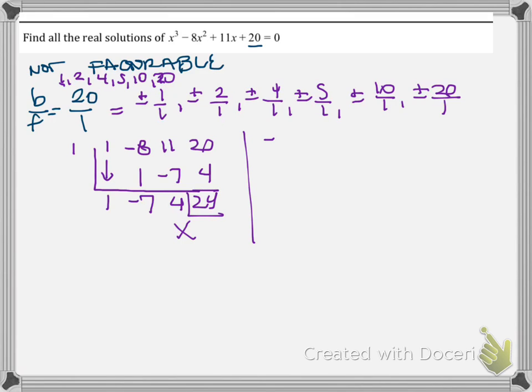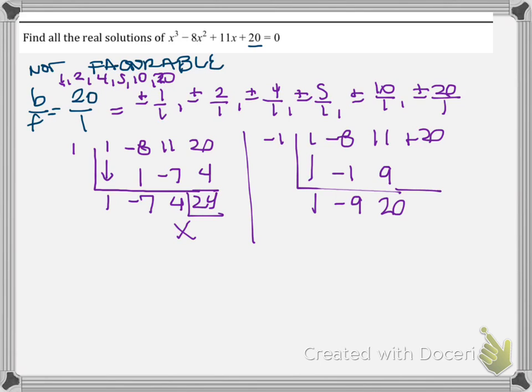So let's try -1. 1, -8, positive 11, and then positive 20. So this is 1, -1, -9, positive 9. 11 plus 9 is 20. 20 times -1 is -20, so therefore this is 0. So this is great. So -1 is a factor. Now that is x equals -1. So remember how to write it as a factor? That is x plus 1.